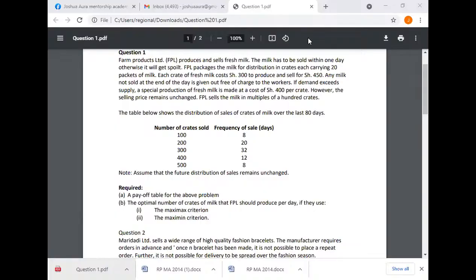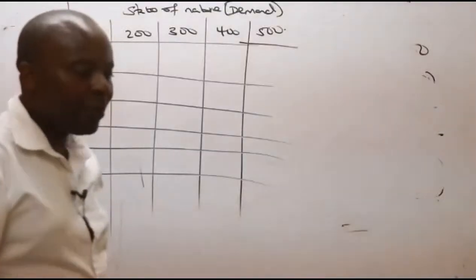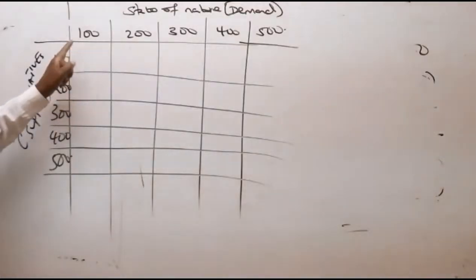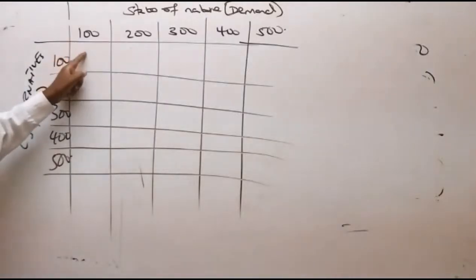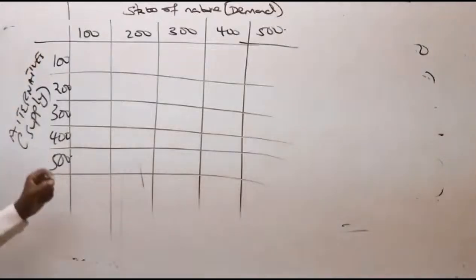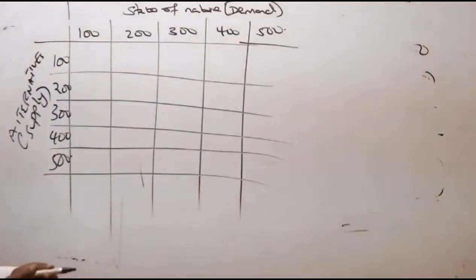So ladies and gentlemen, where do we begin from? Look at my first cell. First cell, ladies and gentlemen, here, what are the outcomes here? In the first cell, we have produced 100 crates of milk. That's what we have taken to the market.